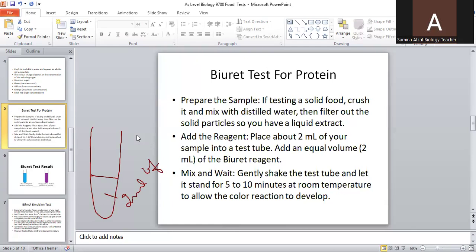If you are going to test a solid food, then first of all you have to crush it and mix it with distilled water. Why do you need to crush it?